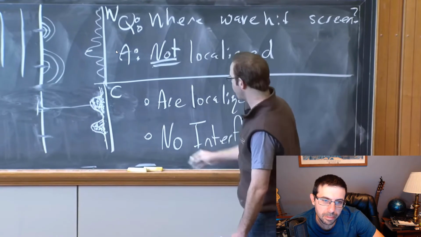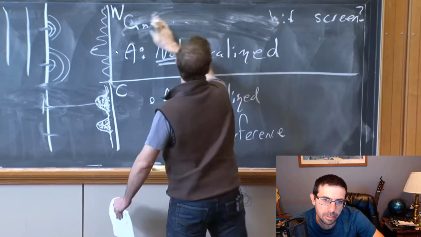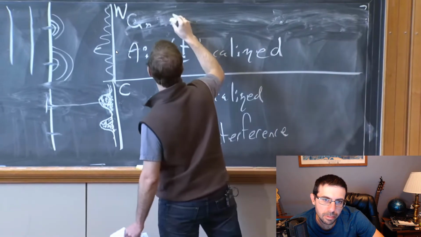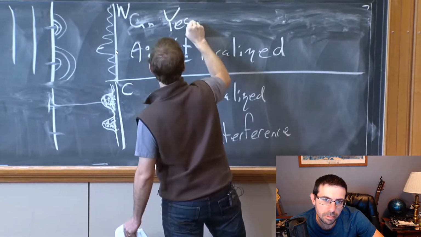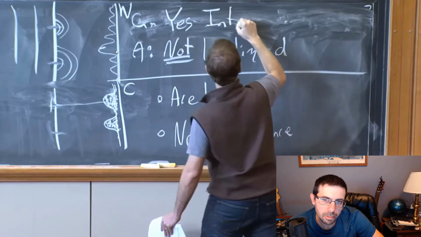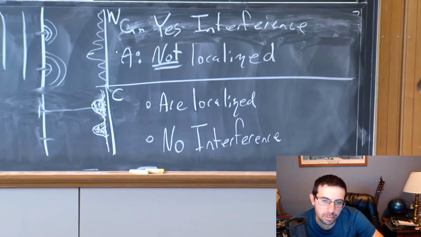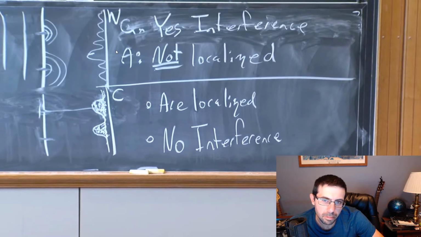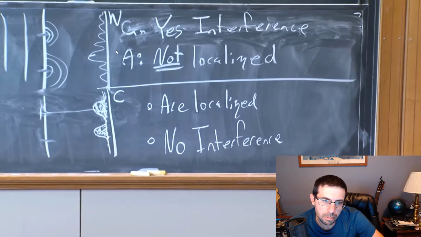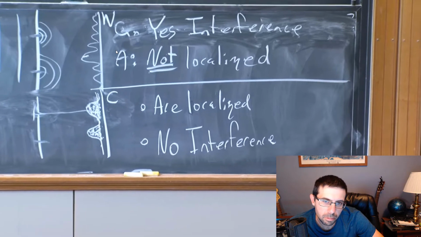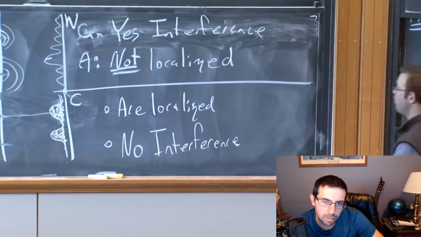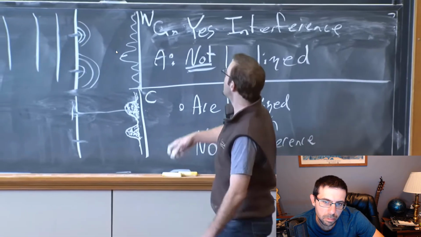Okay. So for waves, they are not localized, and we do get interference. Yes, interference. Okay. So on your problem set, you're going to deal with some calculations involving these interference effects, and I'm going to brush over them.